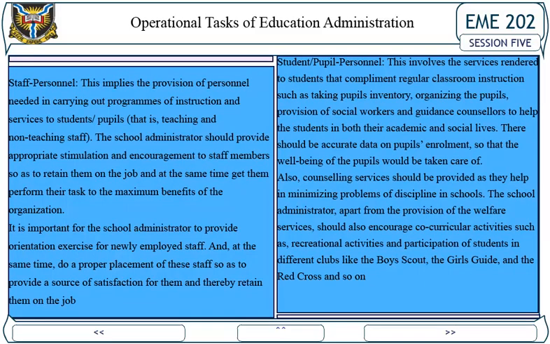3. Staff personnel. This implies the provision of personnel needed in carrying out programs of instruction and services to students, that is, teaching and non-teaching staff. The school administrator should provide appropriate stimulation and encouragement to staff members so as to retain them on the job and at the same time get them to perform their tasks to the maximum benefit of the organization.